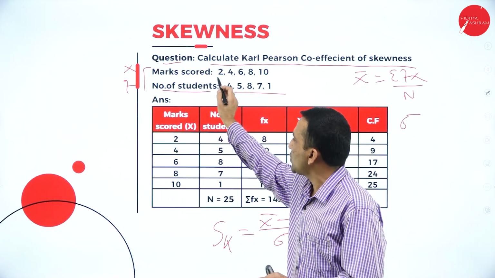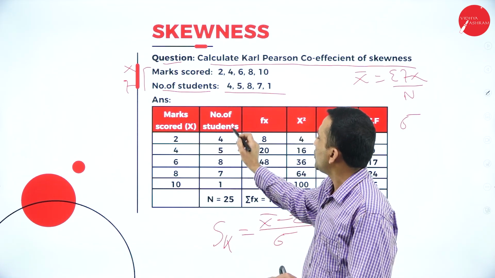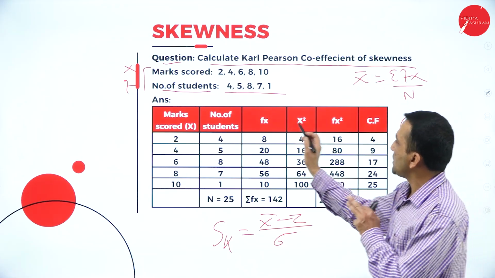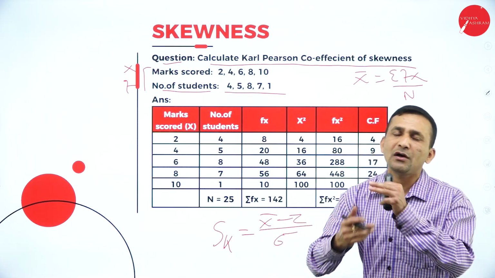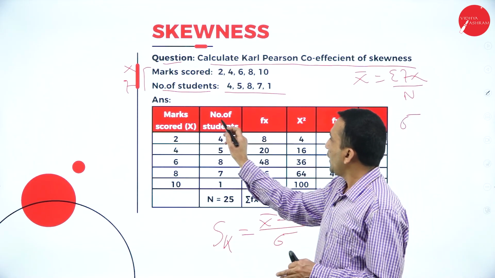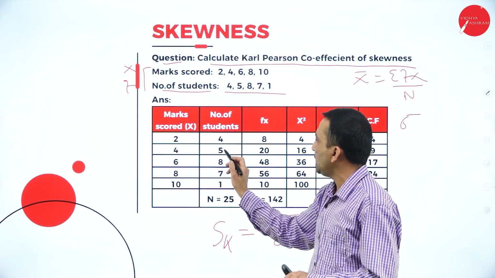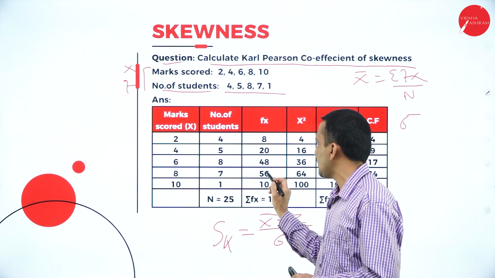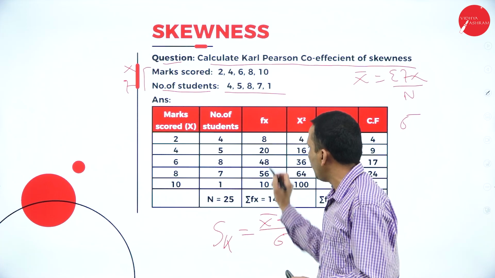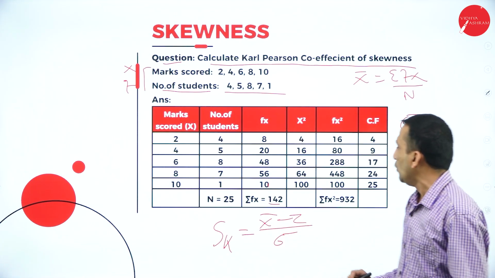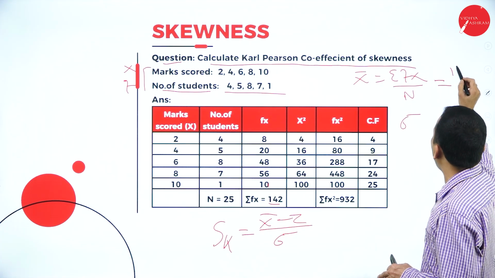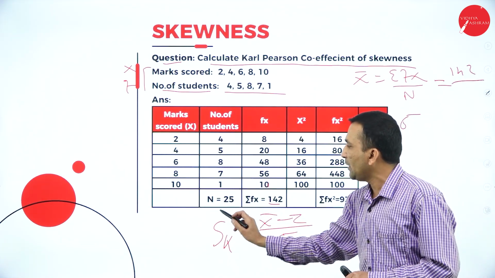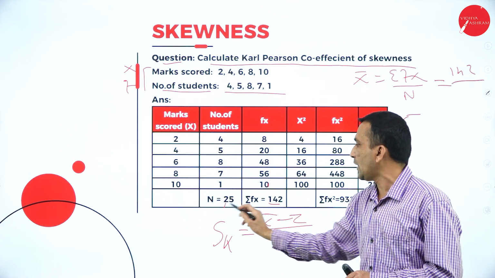The marks score I am writing as the x series, and the number of students as the frequency. According to the x bar formula I want fx, so I am constructing one more column. f into x: 2 into 4 is 8, 5 into 4 is 20, 6 into 8 is 48, 7 into 8 is 56, 10 into 1 is 10. Now if you take the total, you are getting 142. Now I am writing 142 divided by the frequency total, capital N, which we are getting as 25.